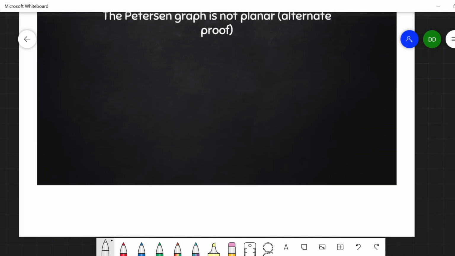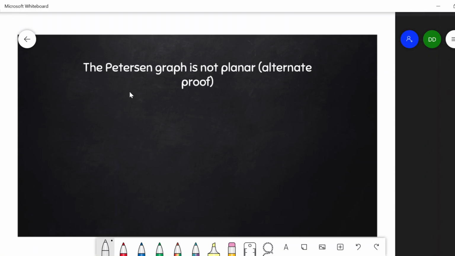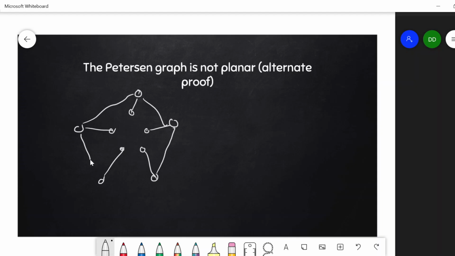One way I'll demonstrate this is with the Petersen graph. So I'll draw how we normally draw the Petersen graph, except I'm going to draw it a little bit messier for no apparent reason. Here we go, getting the spokes in, getting the cycles in, like this.